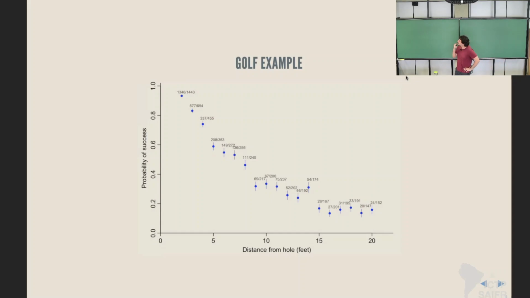And this is the distance from a hole in feet. And as expected, right? As you get further away from the hole, it's harder to hit the ball, right? And the question is, can we model this relation? Like, what is the predicted hit rate given a distance for these golf players here, right? And so this is a fairly standard data set, right?